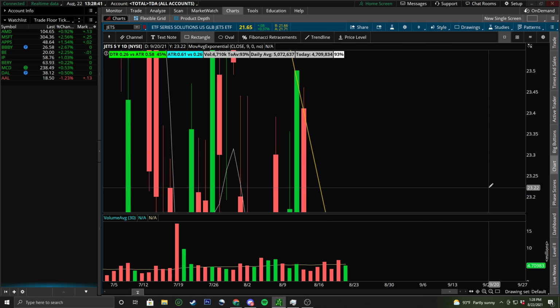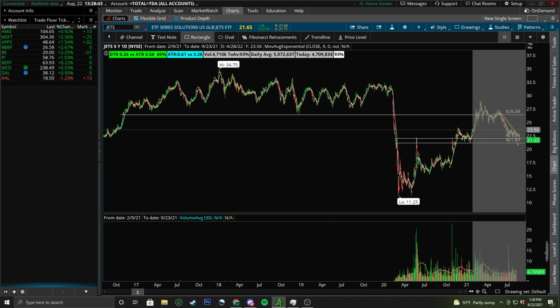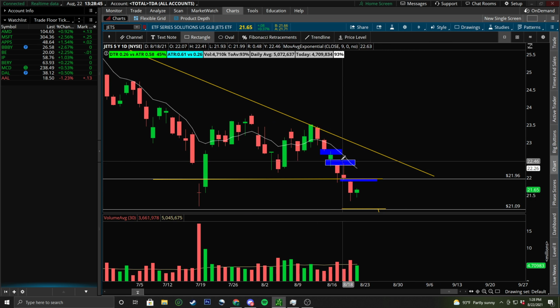Okay, so if airlines end up recovering and end up holding this range, we can not just look at those gap fill plays, but using the BB system, we're going to set ourselves up for very high probability plays on a very big important sector. So if you want to set this all up, guys, awesome.